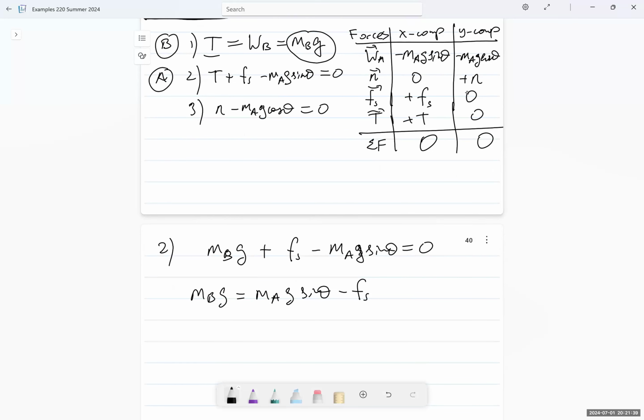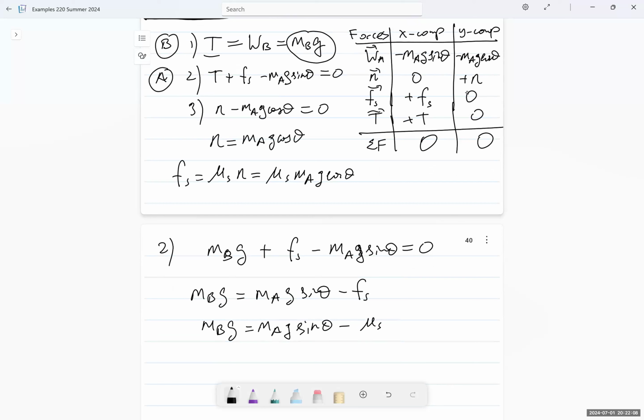Then I can finally go back to equation 3 and show that the normal force equals m_A g cosine theta. And since the static friction equals the coefficient of static friction times the normal force, static friction equals mu_s times m_A g cosine theta. That means m_B g equals m_A g sine of theta minus mu_s m_A g cosine theta.